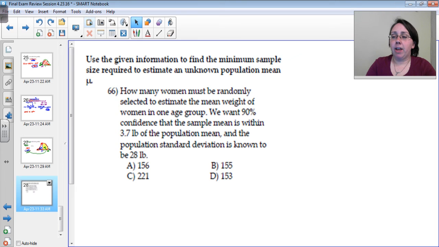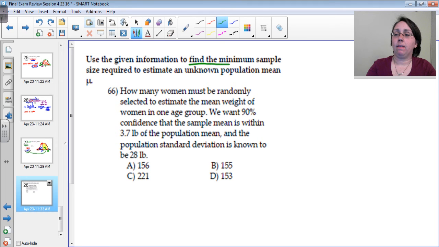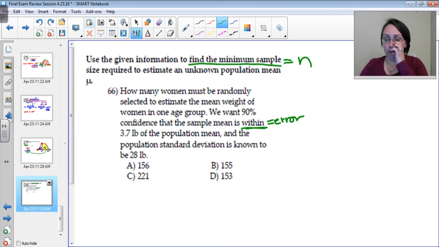Use the given information to find the minimum sample size required to estimate an unknown population mean mu. What are we trying to find? N. Okay. How many women must be randomly selected to estimate the mean weight of women in one age group? We want 90% confidence that the sample mean is within. So here's that within word, by the way. Within is another way of saying error of the population mean. And the population standard deviation is known to be 28 pounds.